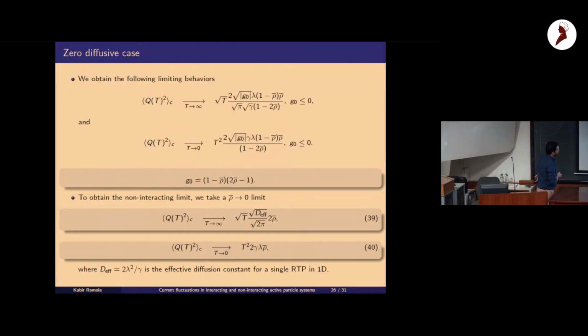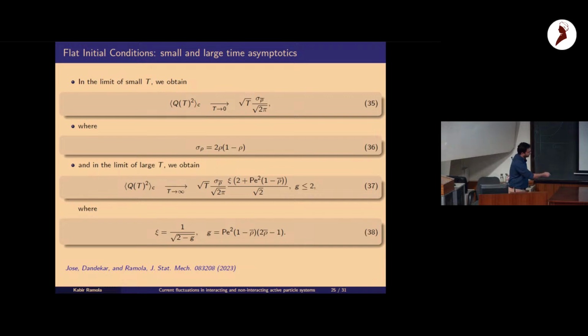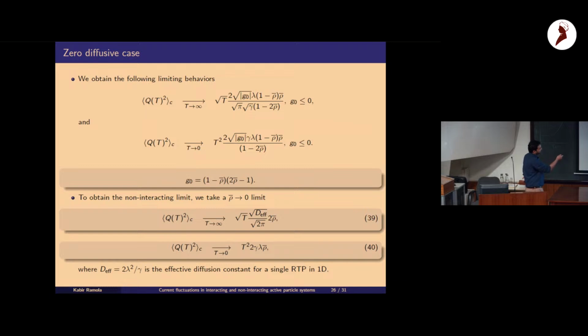So let me just go back one step. This is what we see in general. But to map to the non-interacting case, where we were just looking at velocities either going to the right or the left with no diffusion, what you can do is take the diffusion going to zero limit. So it's a zero diffusive case. We actually see that we get the square root t behavior and these match exactly with the results by Satya, Alberto, and Gregory for the non-interacting case.